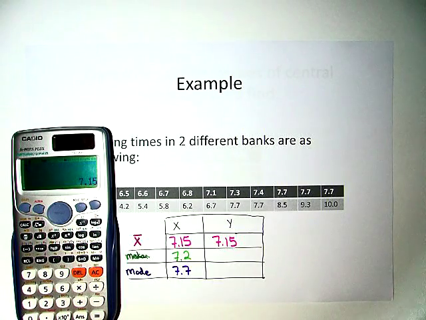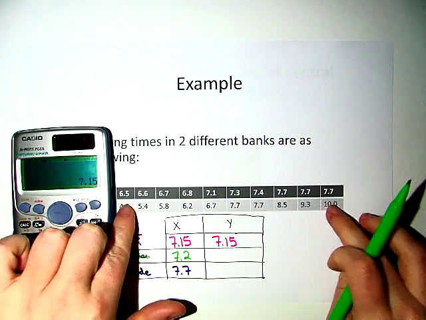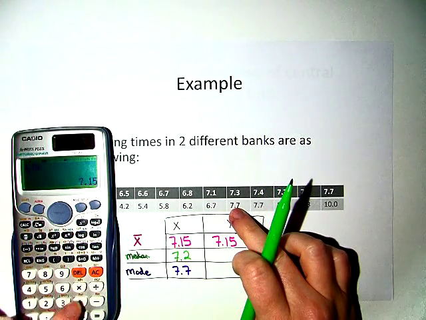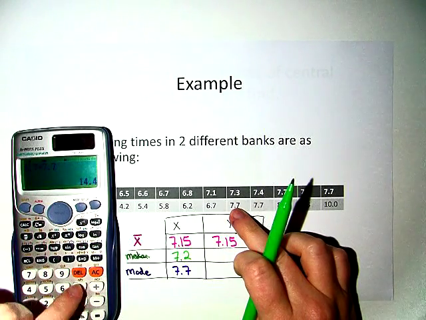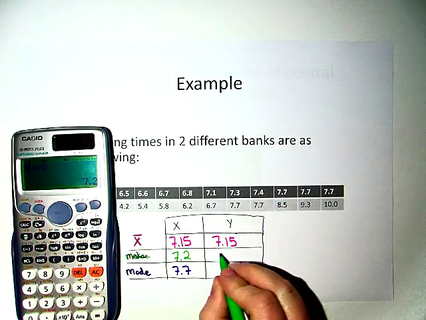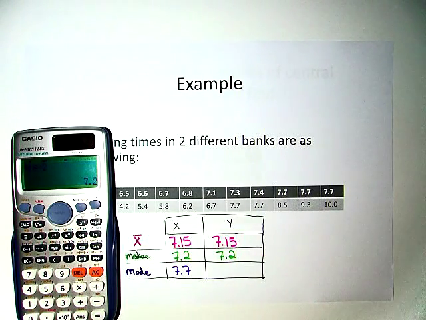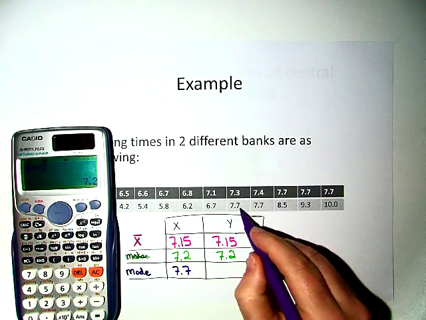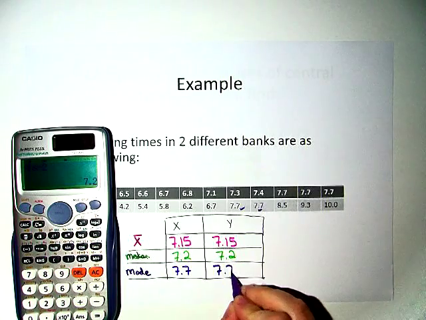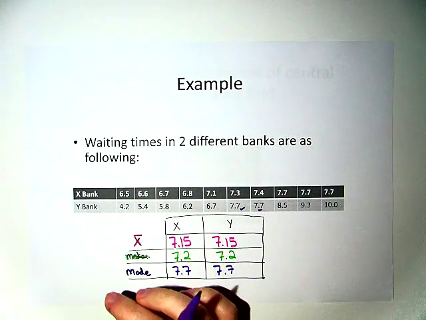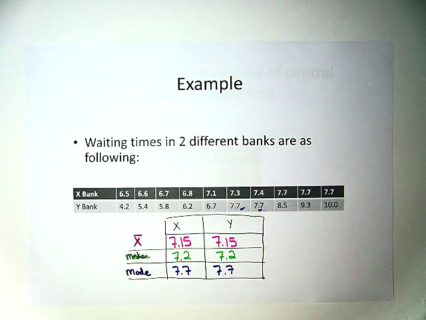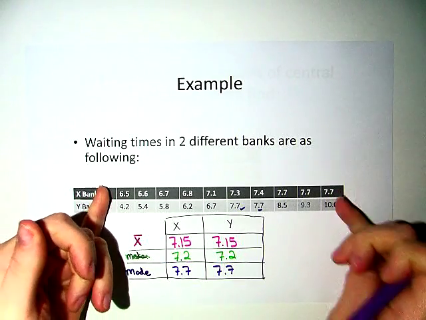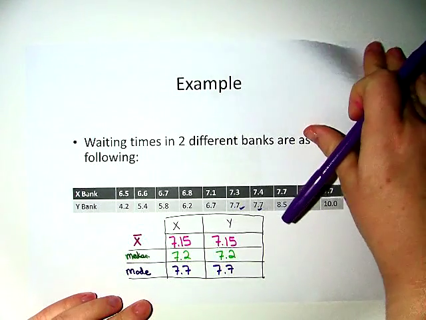Okay, the median, the middle number, 1, 2, 3, 4, 5. So 6.7 plus 7.7 divided by 2 gives me 7.2. So the Y bank is exactly the same. And now the mode. Well, there's no mode, no mode. Okay, there's two of these. So the mode is 7.7, which means looking at our measurements of central tendency, the same average, the same median, the same mode. But looking at our data shows quite a difference.